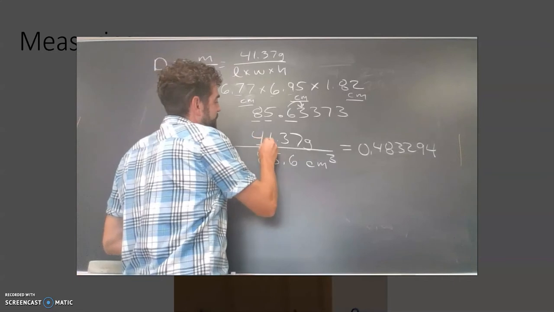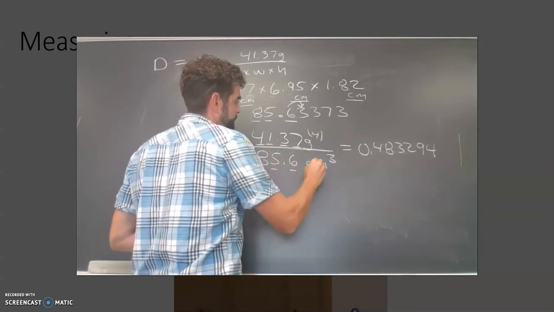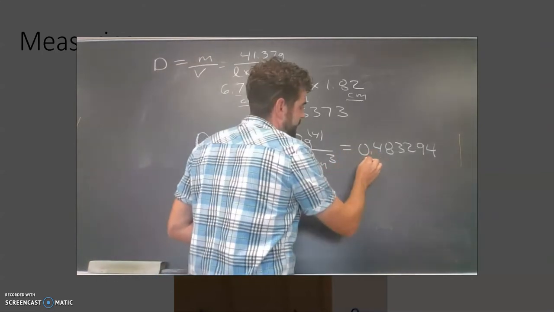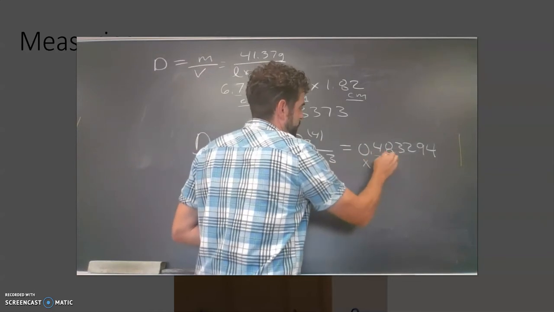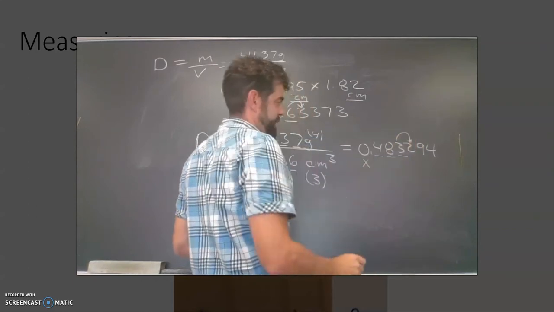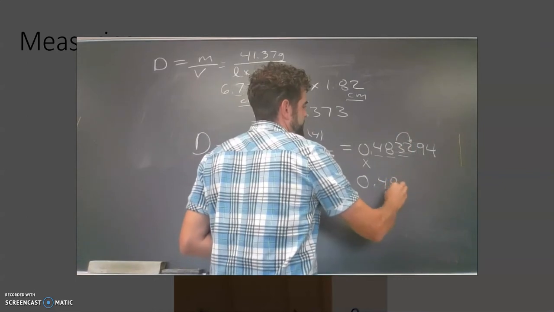So again, this one has 1, 2, 3, 4. This one has 1, 2, 3. I want to round it to the least significant, so I walk over here. Remember, the 0 is a leading 0, so I ignore that, and then I go 1, 2, 3. Check out the neighbor right there. That neighbor tells me to stay, so I have 0.483.